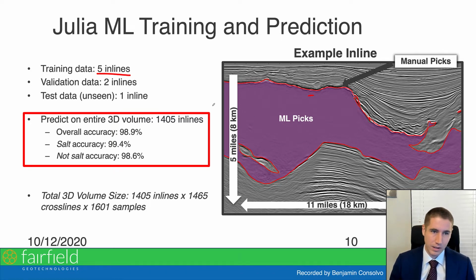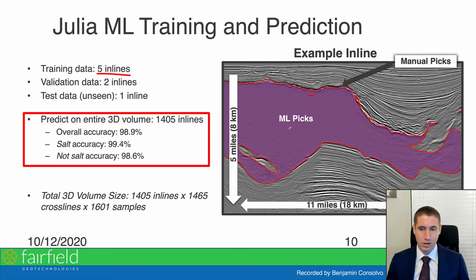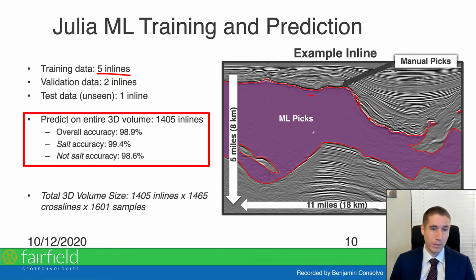One of the benefits of using the Julia survey is that the salt to sediment ratio, or salt to no salt ratio, was about 50%. As you can see on this image, around 50% of the image is occupied with salt, and this is great for a binary classifier that you're trying to teach. We trained with 5 inlines, and we used 2 inlines for validation and 1 inline for test. We achieved an overall accuracy of around 99% when measuring against the human picked salt over the whole 3D volume of 1405 inlines.